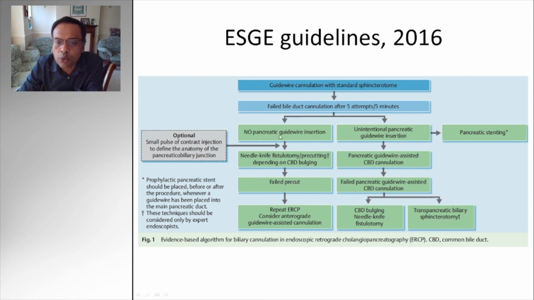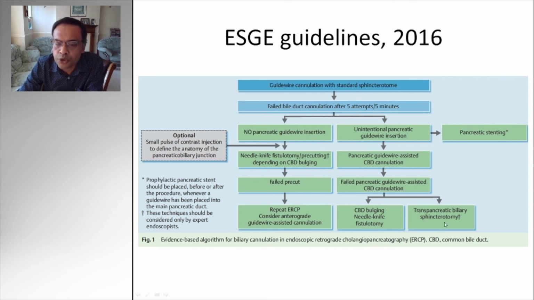If there is no wire in the pancreatic duct, then the options include fistulotomy or one of the precut techniques using either a needle knife or a short-nosed sphincterotome, depending on if the common bile duct is bulging or not. If it is bulging, then a fistulotomy is favoured. If fistulotomy or precut fails, then the options include repeat ERCP, and we should consider antegrade guidewire assisted cannulation.